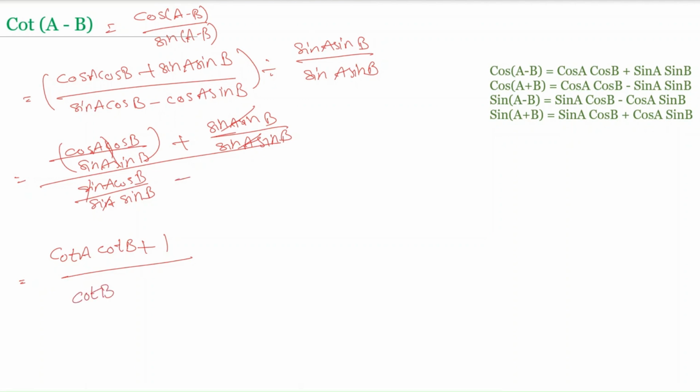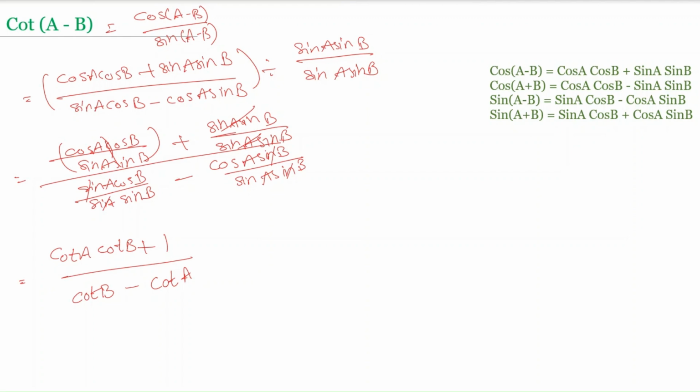In the minus sign, cos A sin B upon sin A sin B. Now the sin B will get cancelled out. Cos A upon sin A is cot A. This is cot A. So this is a formula for cot of A minus B.